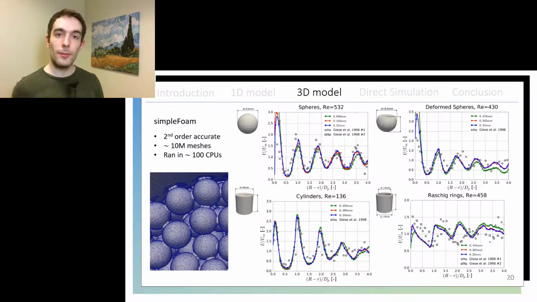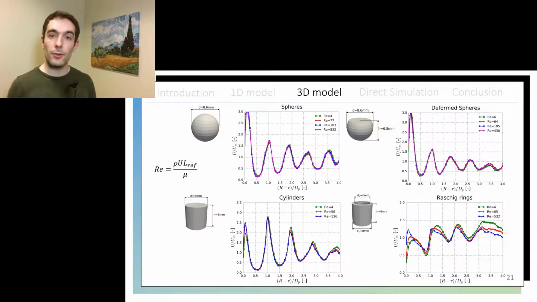So then I went on to simulate the fluid flow through those packed beds, and the graphs now represent the normalized fluid velocity profiles of those packings, and the lines represent again different cell sizes. And in all cases, the results are pretty close to the experimental measurements again. And this was solved through the native solver simpleFoam. I chose numerical schemes that were second order accurate. The meshes were around 10 million cells, and it was running on about 100 CPUs.